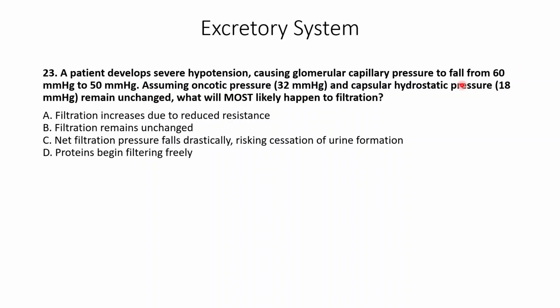But if this person has hypotension and their glomerular capillary pressure falls to 50 mmHg, what would happen? Right? Then it would be 50 minus 32 minus 18, which is 0. So it's roughly 0 would be their net filtration pressure. So what happens then? There's no driving force left for filtration, and so urine production would just not happen.